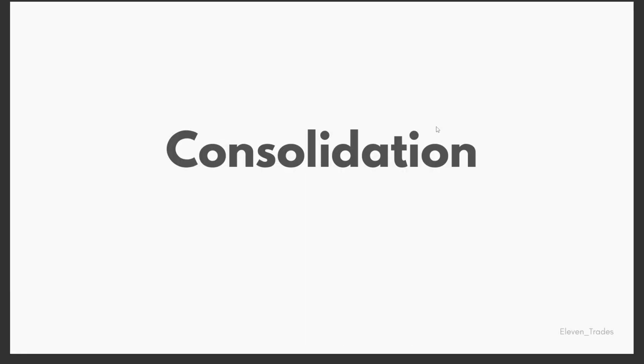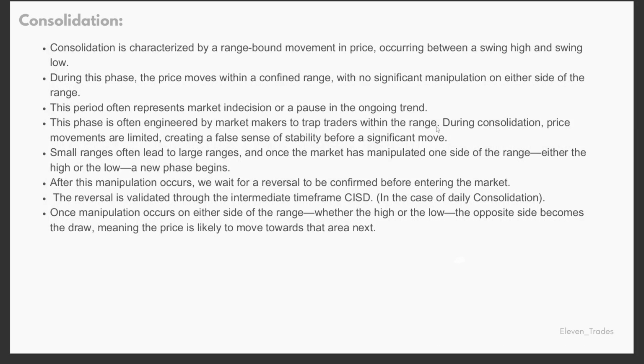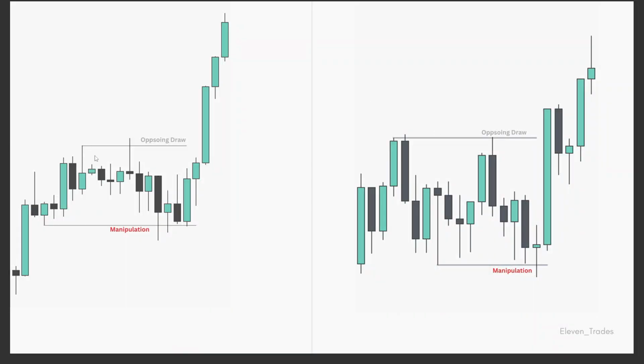So the first phase of price delivery is consolidation. Consolidation is characterized by range-bound price movement, with price occurring between a swing high and swing low. This is a daily chart example. The price will hang around the swing high and swing low. We will want either side of the range to get manipulated and then expansion to the opposing draw.